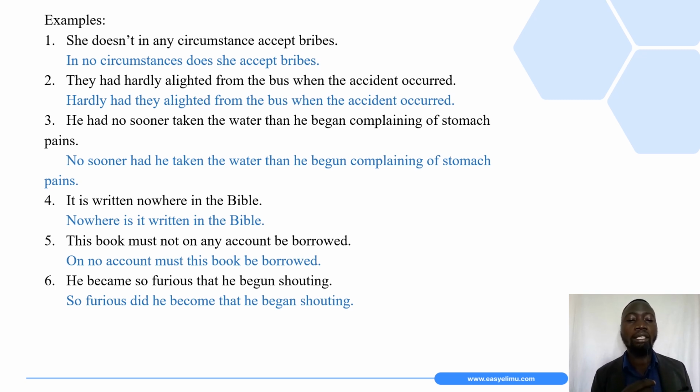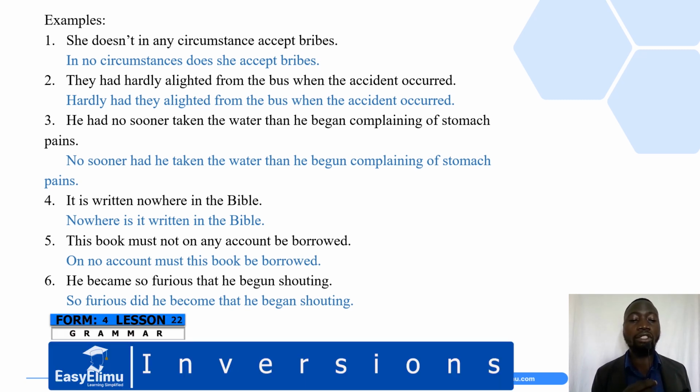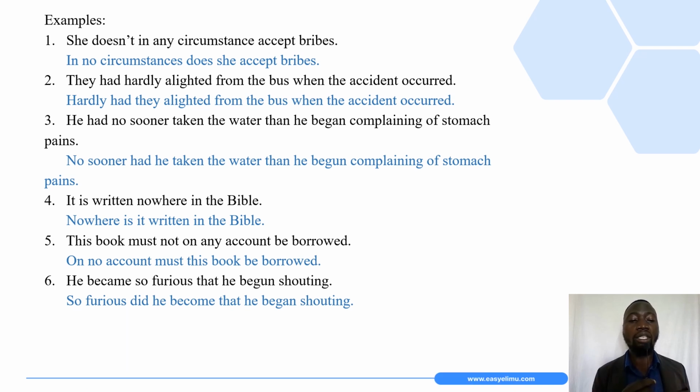The next example, this book must not on any account be borrowed. The inversion that we have is, on no account must this book be borrowed. Then lastly, he became so furious that he began shouting. The inversion of that is, so furious did he become that he began shouting.